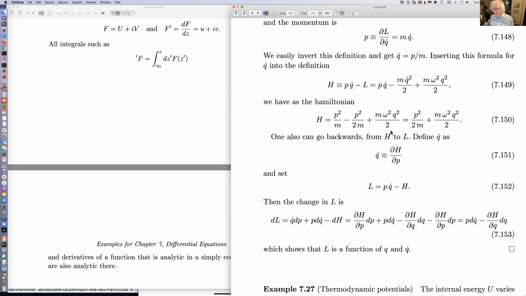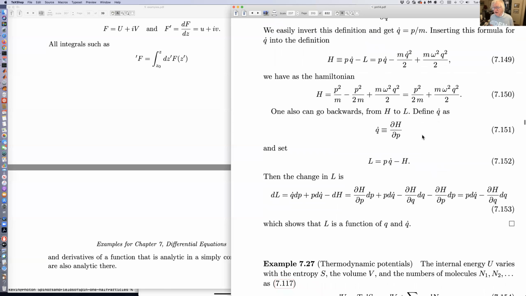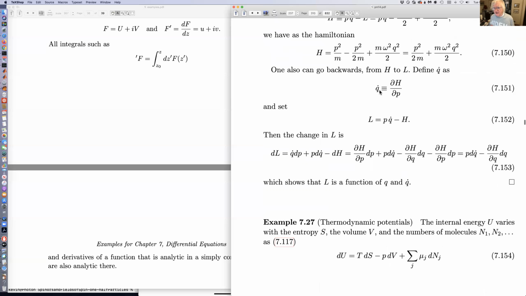You can also go from the Hamiltonian to the Lagrangian, and you define q dot as partial H partial p as a definition. You then set L as p q dot minus H, again, an overall minus sign. And then dL is dq dot plus dq. So L is a function of q and q dot.